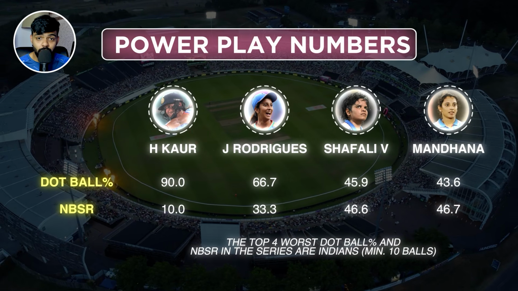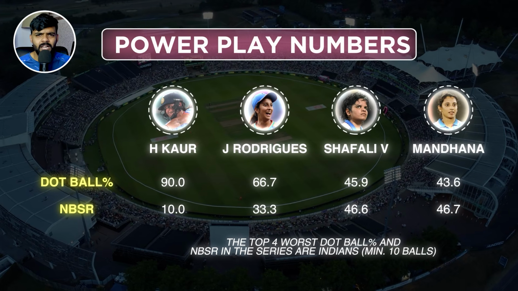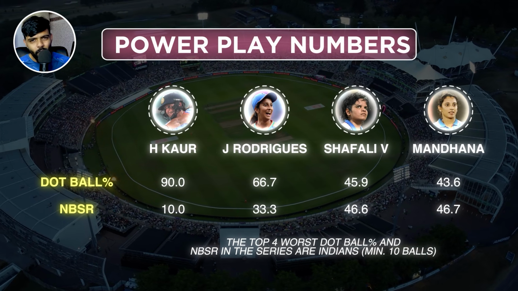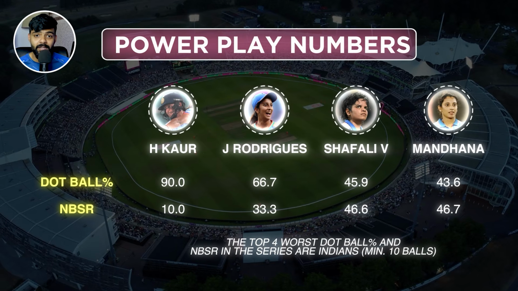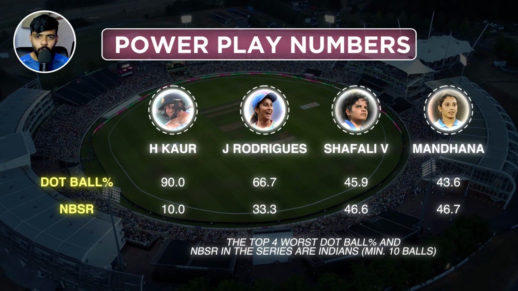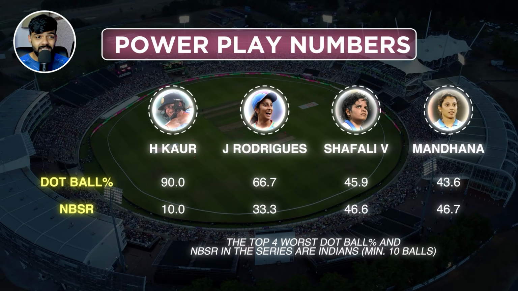4 of them Indians, 2 of the middle order batters with Jemmy and Harmanpreet, of course number 3 and 4. But more importantly, you also have the openers in this case, which was a major problem in this series. The fact that not only were the openers not scoring a lot of runs, they were just consuming a lot of dot balls and not running between wickets.